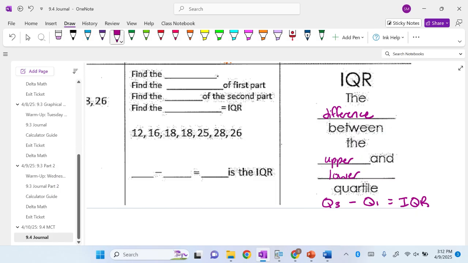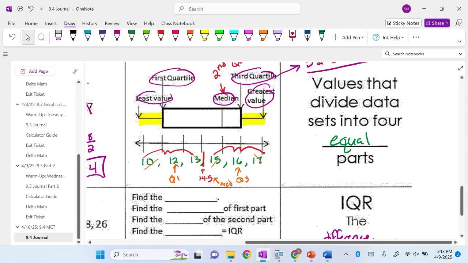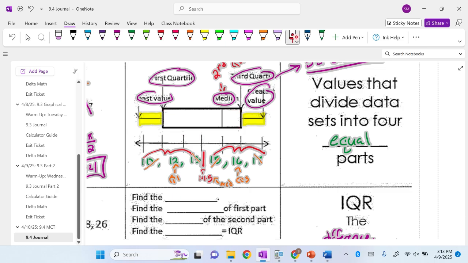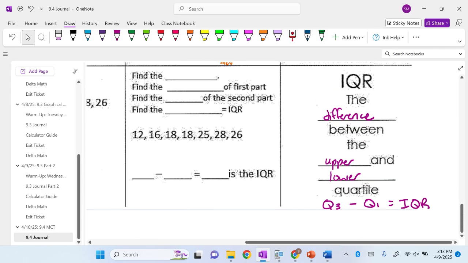So essentially, the interquartile range is the range of the box. Of our actual box, we want to know what numbers span or are contained within that box. What data could we possibly get within that box? So again, you would do Q3 minus Q1.